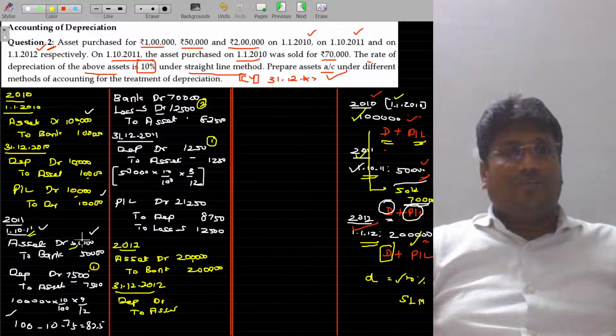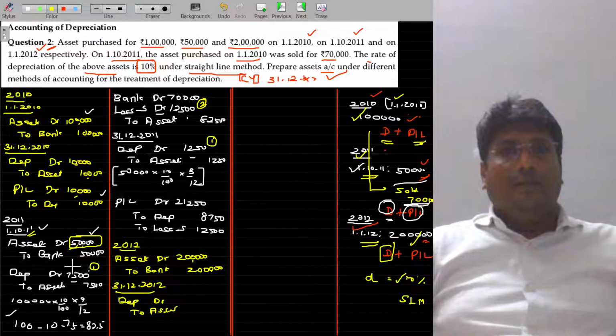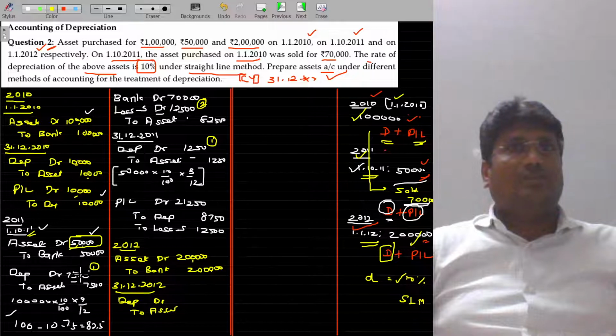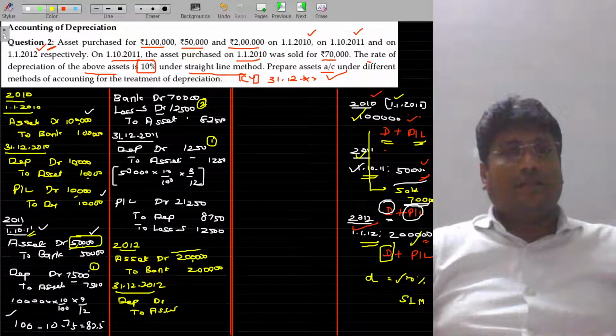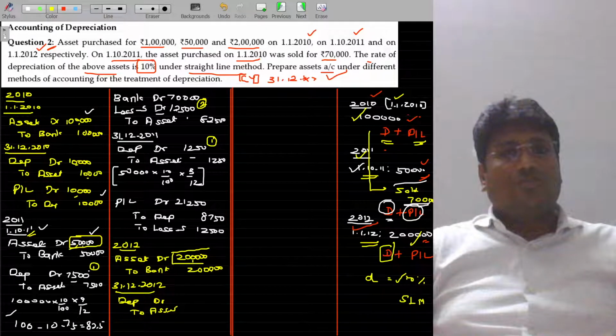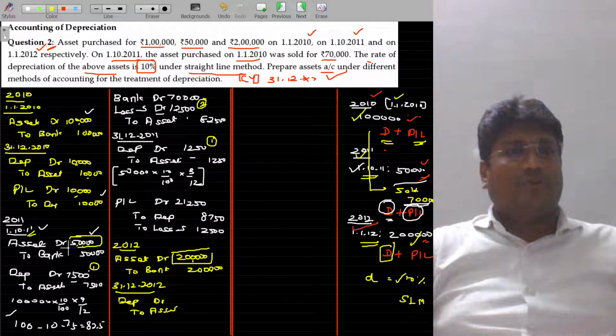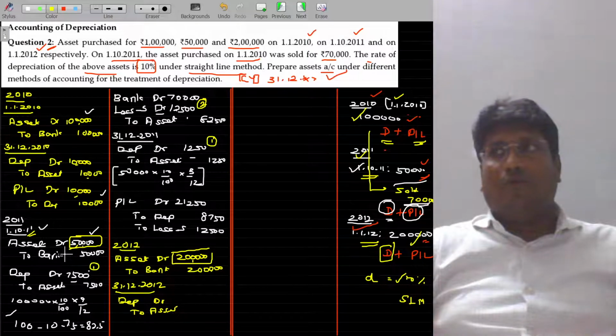In 2011 we purchased this asset in October, so we depreciated 3 months' amount there. In this current year, this 50,000 rupees worth asset is used fully. Not only that one asset, we have purchased another asset worth 2 lakhs. This asset is also eligible for a full year's depreciation. So 2 lakhs plus 50,000, 2.5 lakhs, is the full value for that.